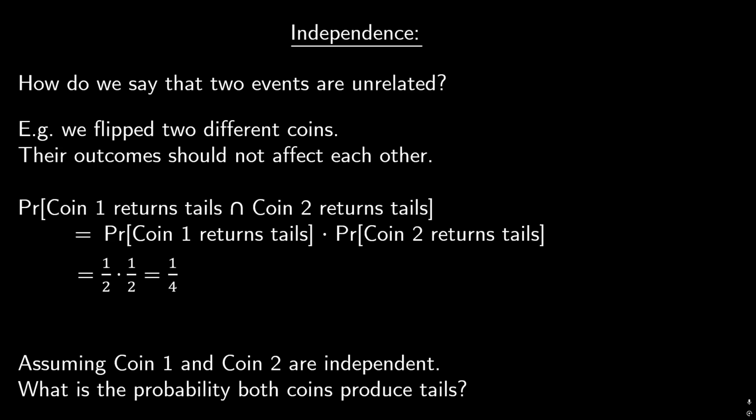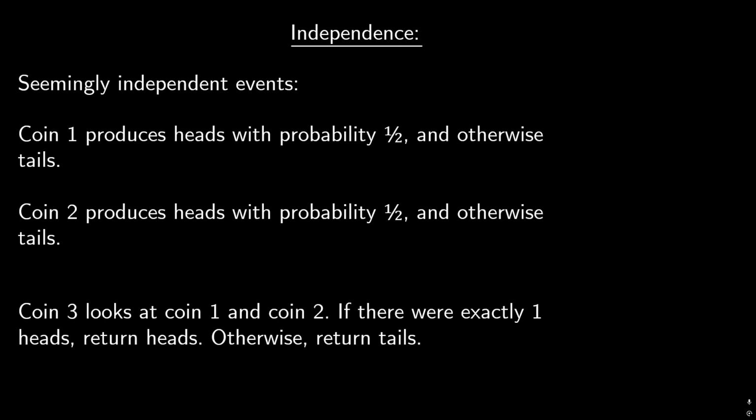Okay, so just to show you that things aren't always that simple, I'm going to show you a set of three coins where they are seemingly independent, but not. It's independent in some way, but not in others. Okay, so again, we're going to have coin 1 and coin 2 be the same as before. They produce heads with probability half. But coin 3 is a bit special. It's going to look at coin 1 and coin 2, and it's going to say the following. In other words, we're not flipping coin 3, but if there is exactly 1 head, coin 3 will also return heads. Otherwise, it will return tails.